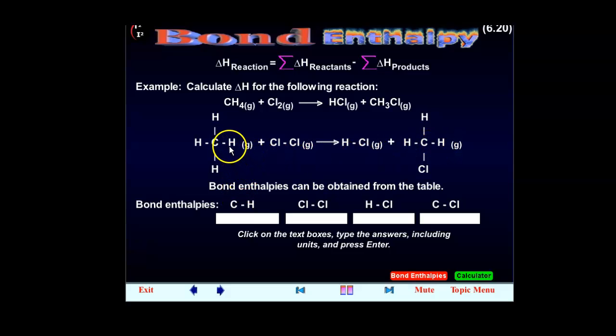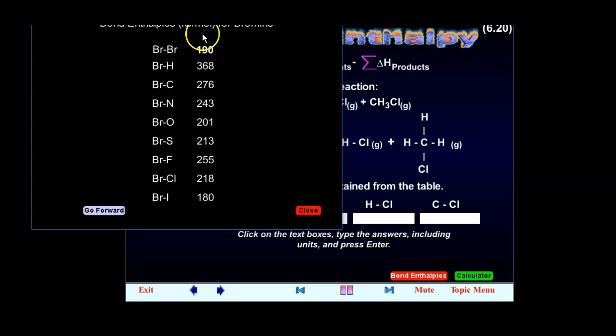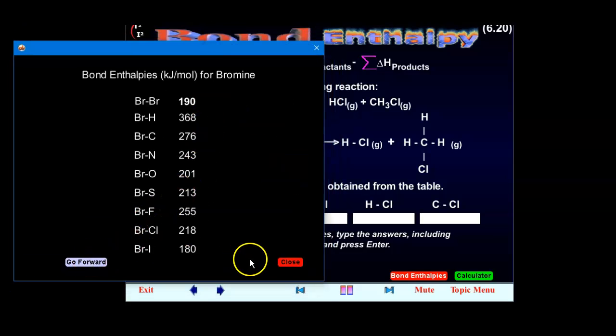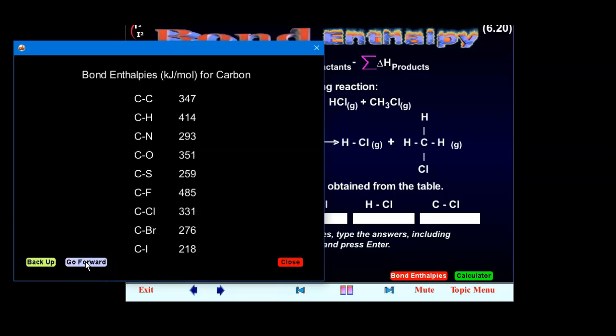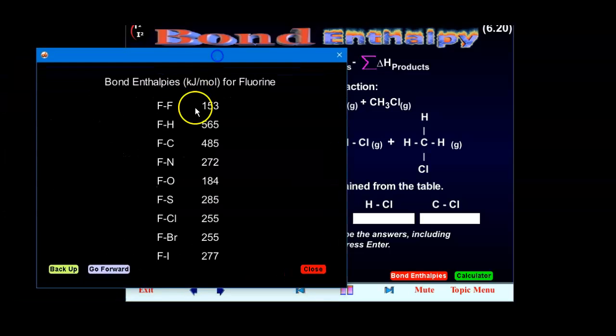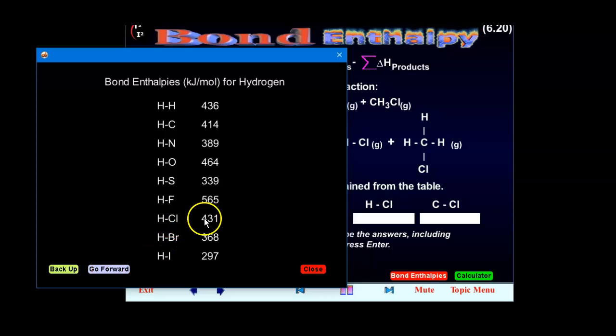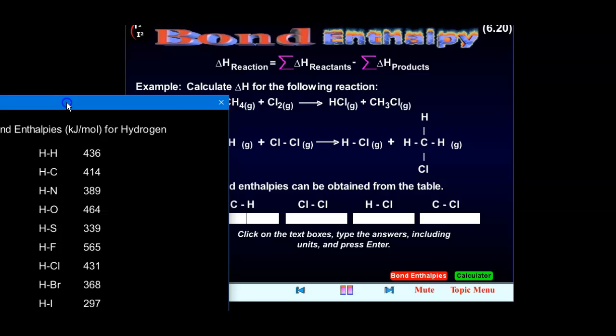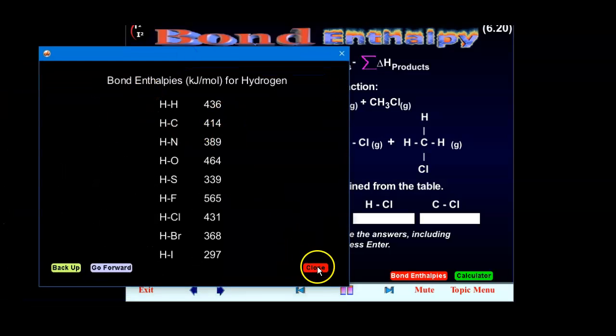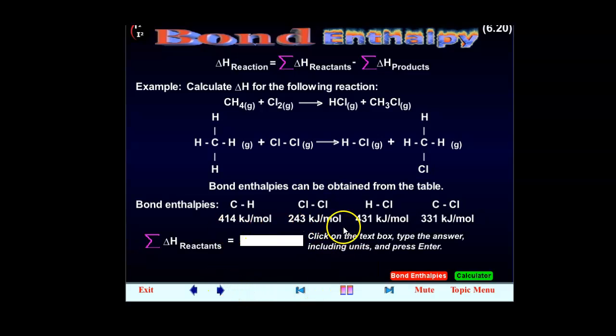So you look for the C-H, and you have Cl-Cl. If you look at the table here, you will get your values. Let me see. You have H-Cl, C-Cl, C-Cl, H-Cl, and you have the C-H. So those are the values you're going to use.